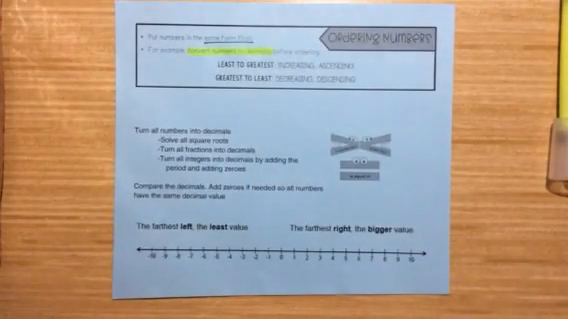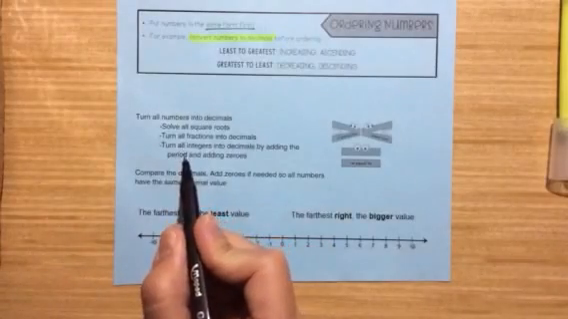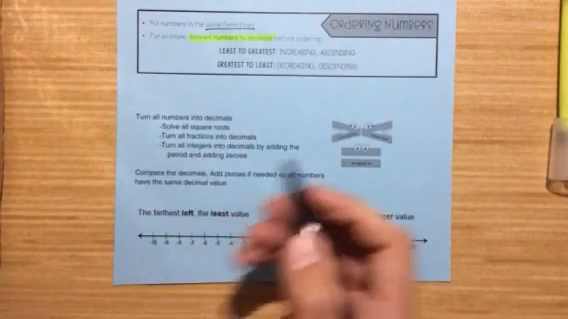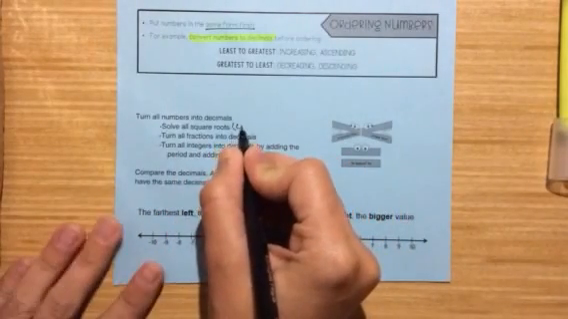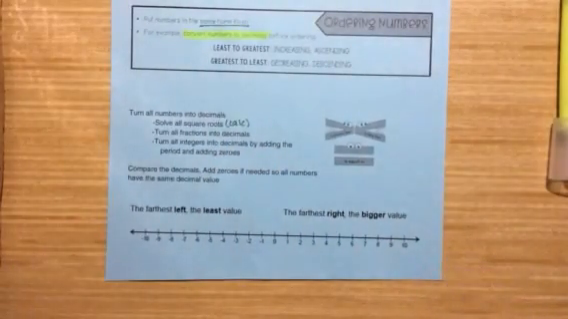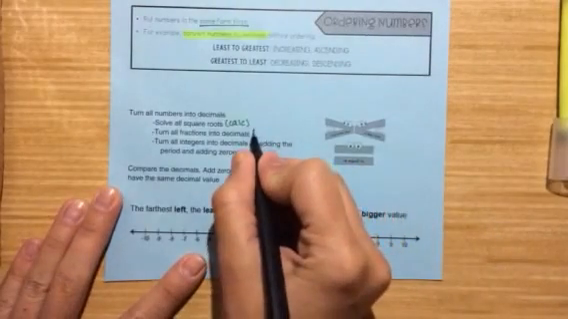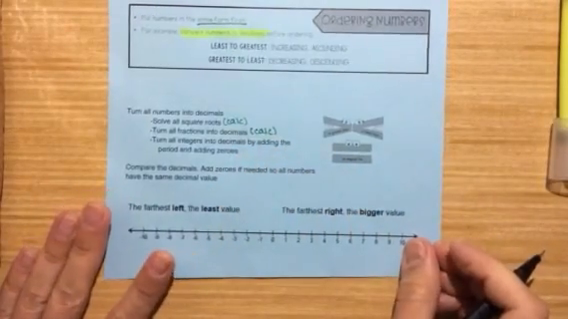Now, let's go ahead and talk about what it means to convert them into decimals. We have to make sure that we're solving all the square roots. Now, the calculator does that for you with the square root symbol, so no problem there. Turn all of the fractions into decimals. Again, the calculator does this for you. So that should be good.